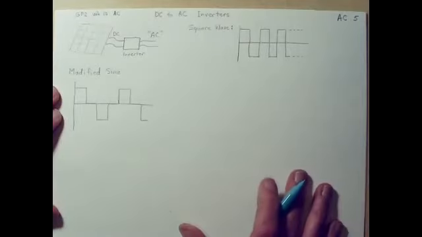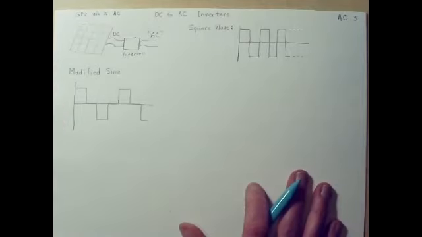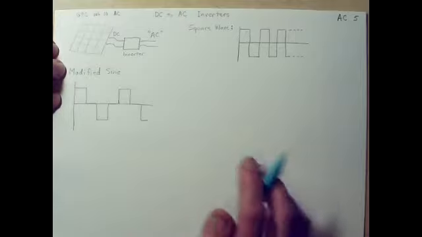This is General Physics 2, Week 10 AC. This is part 5 of the lecture, talking about DC to AC inverters.